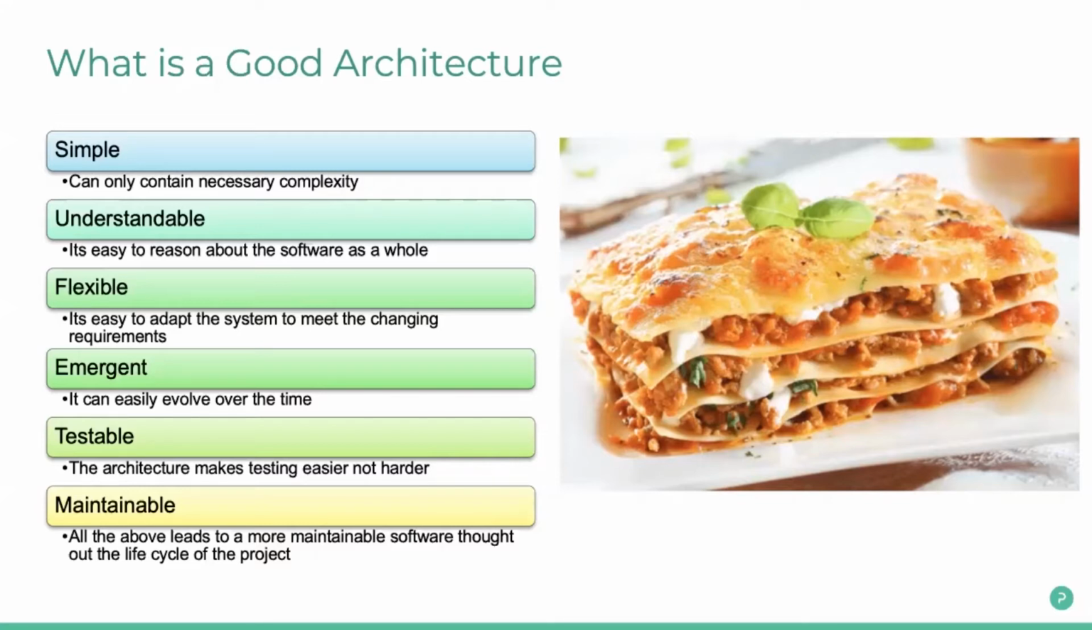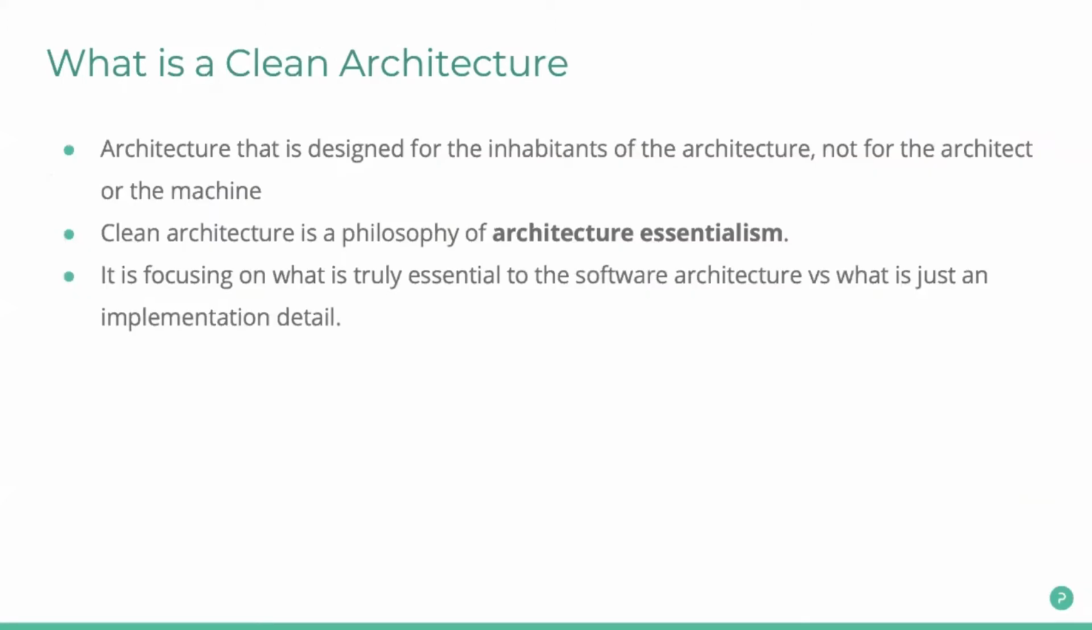And it should be flexible, which means you should be able to evolve with future requirements. And it should be testable, and all this will obviously lead to more maintainable software throughout the life cycle of the project actually. Okay, now we have talked about what a good architecture and a bad architecture is, right?